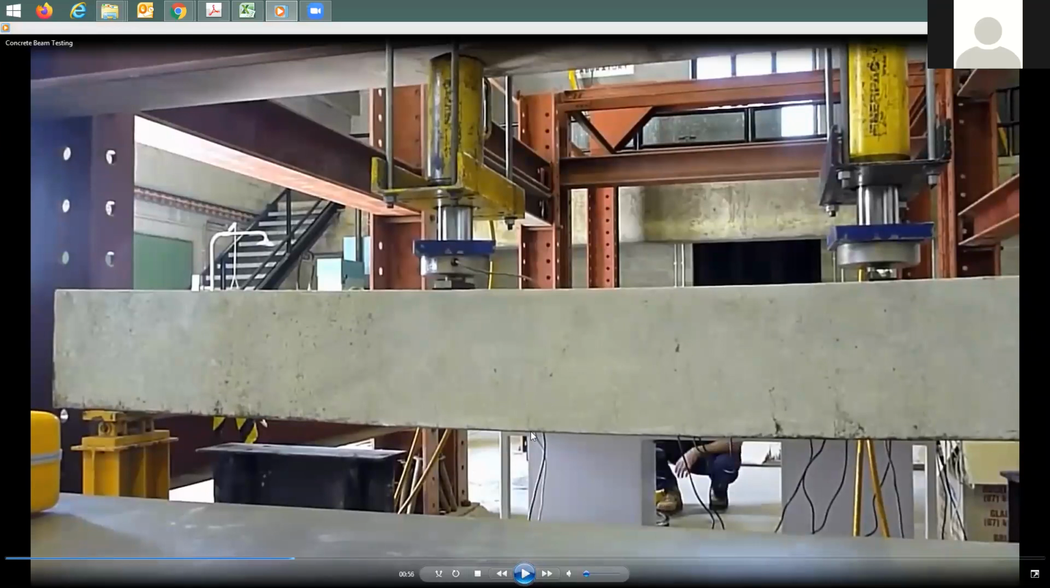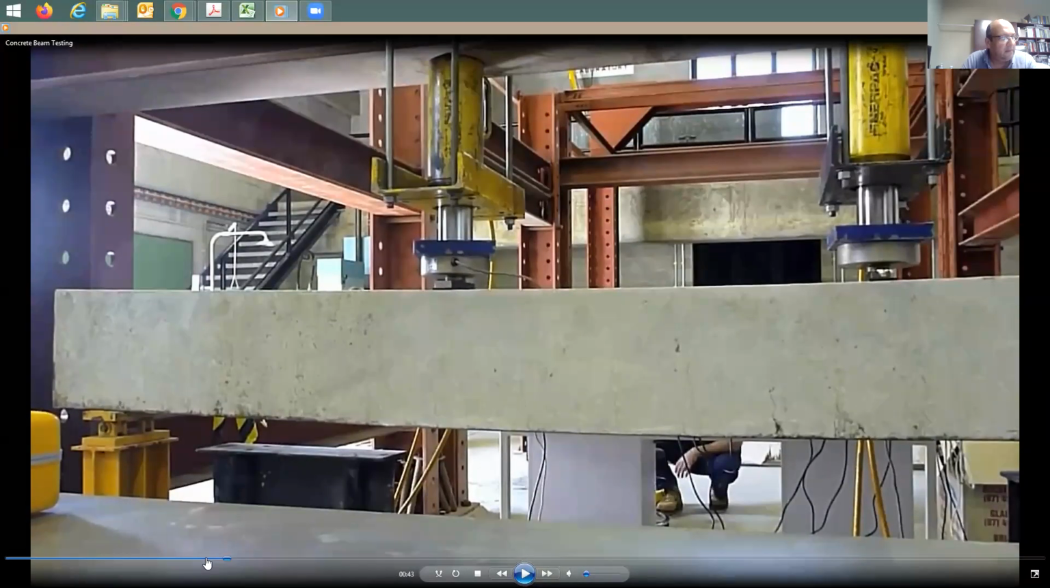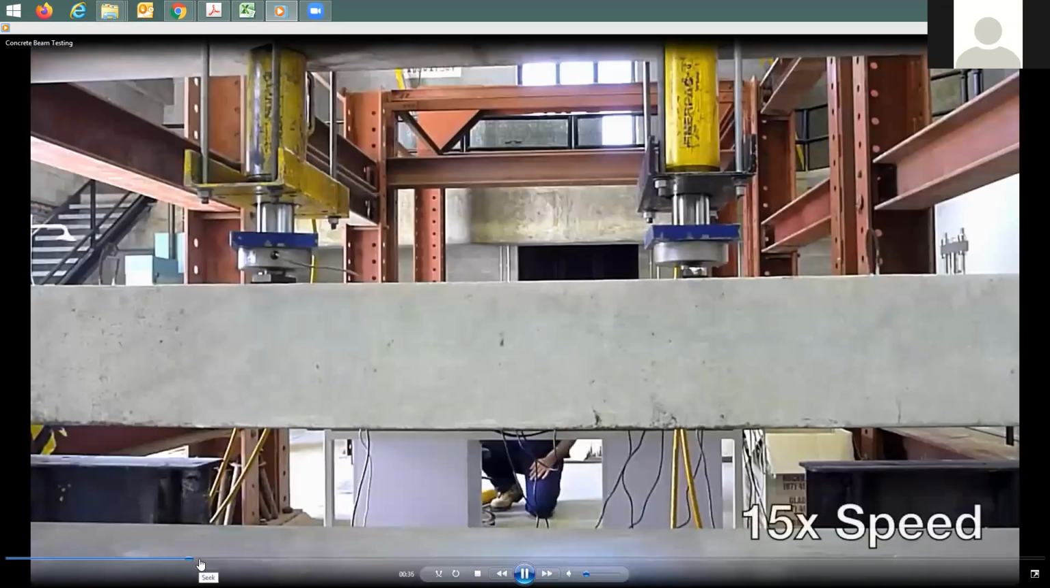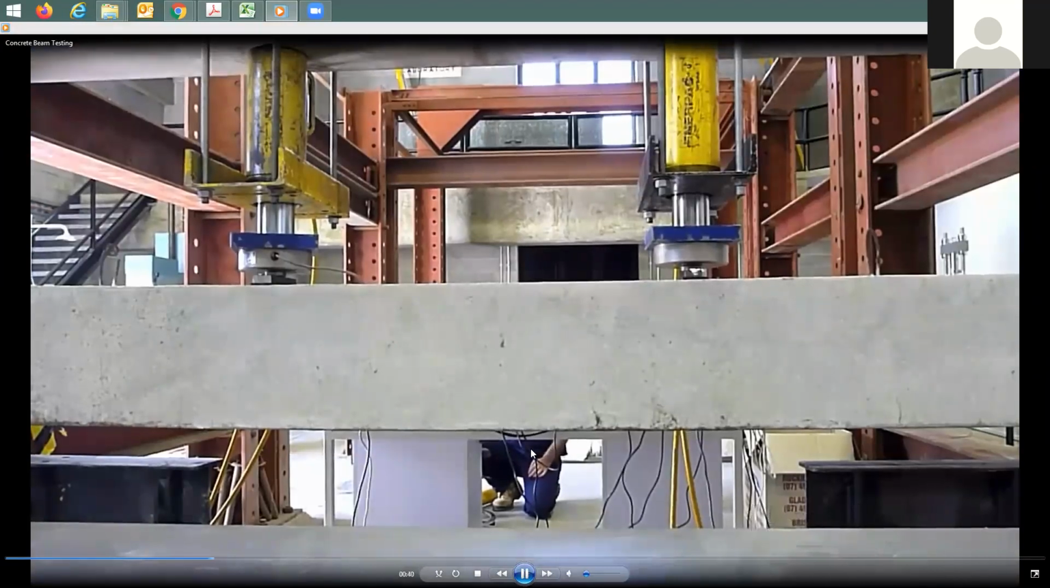Could you rewind just a little bit to see how the cracks are forming? Okay, this is the beginning of the cracks. See this? Going back a little bit. I think if you press play, there we go. Oh yeah.